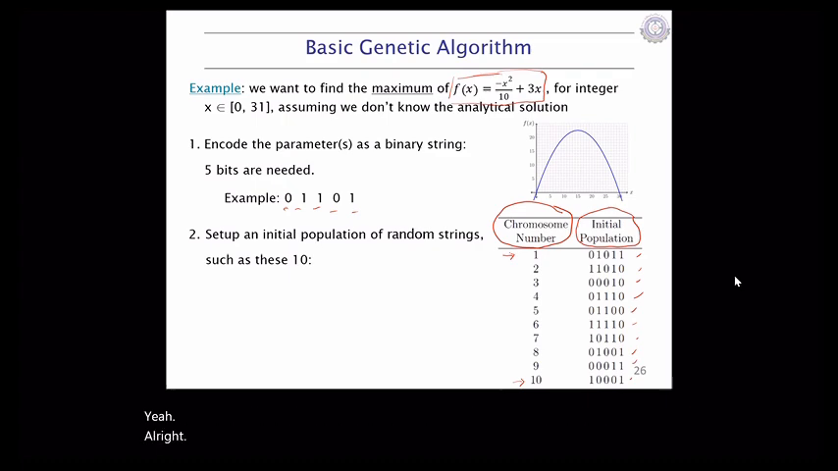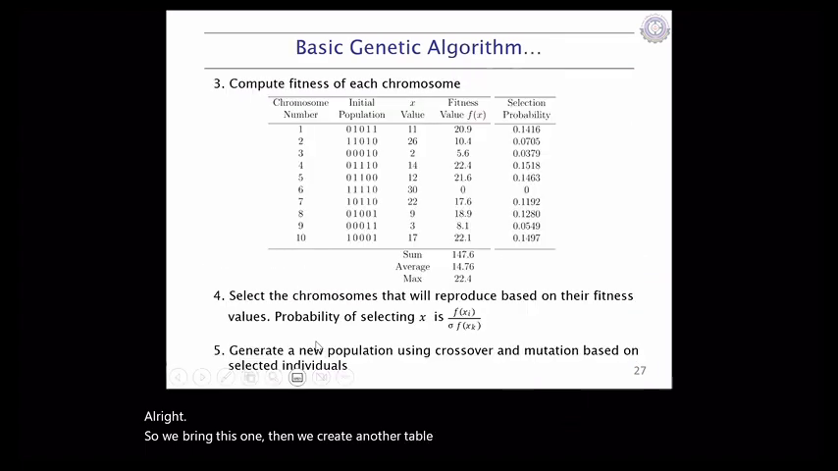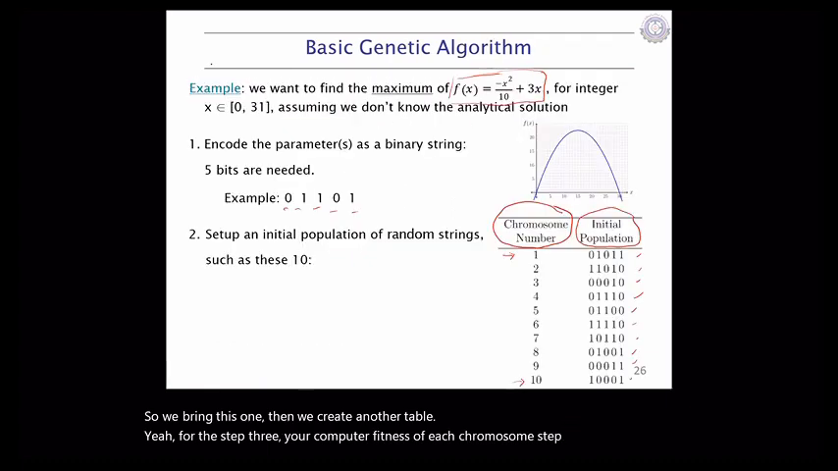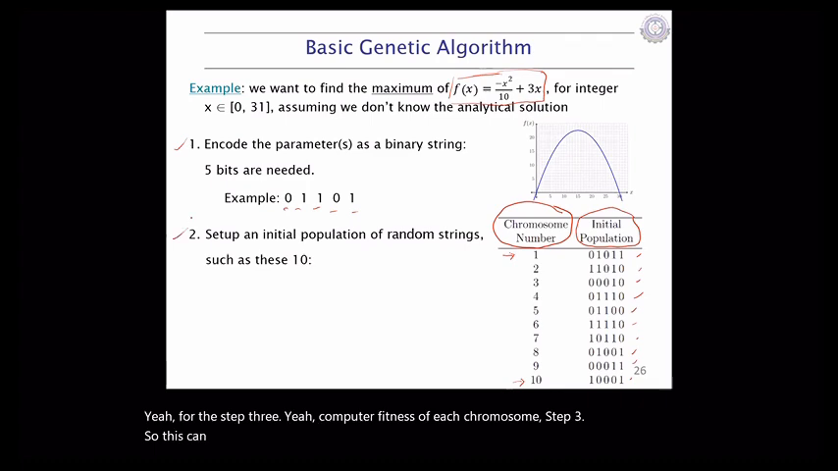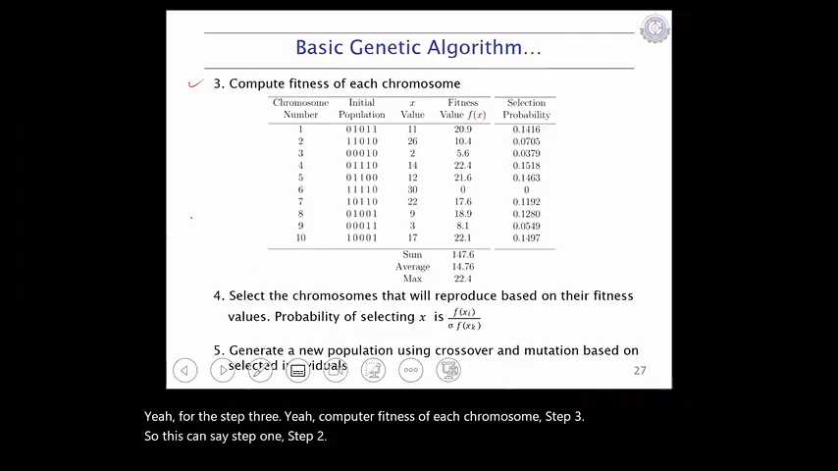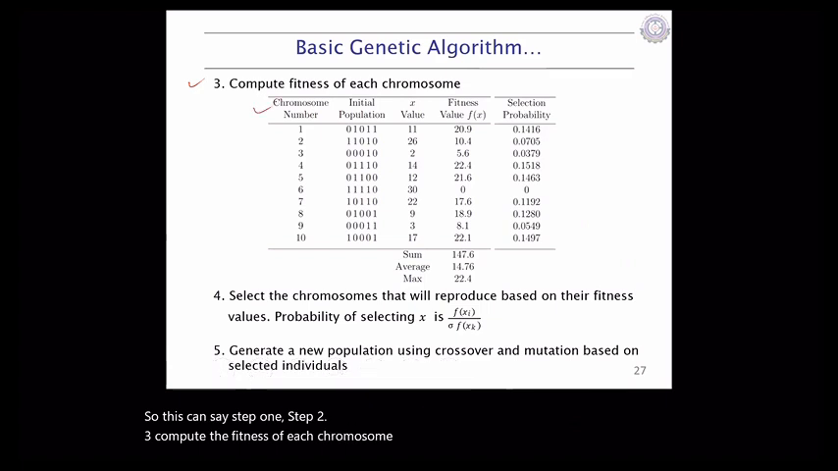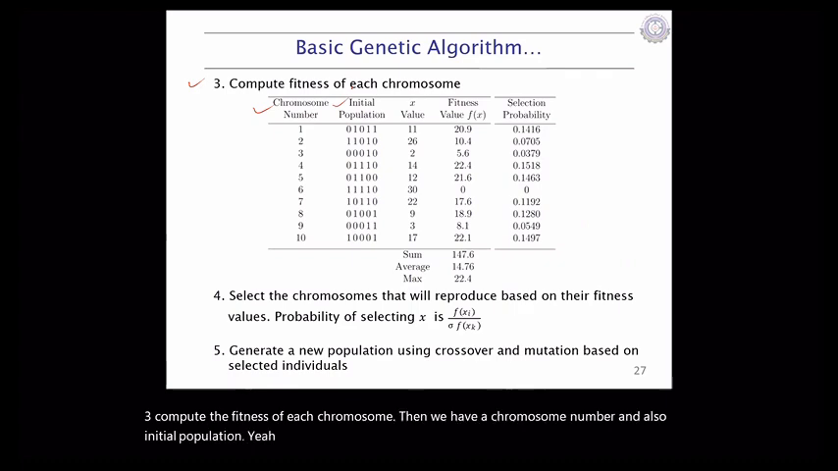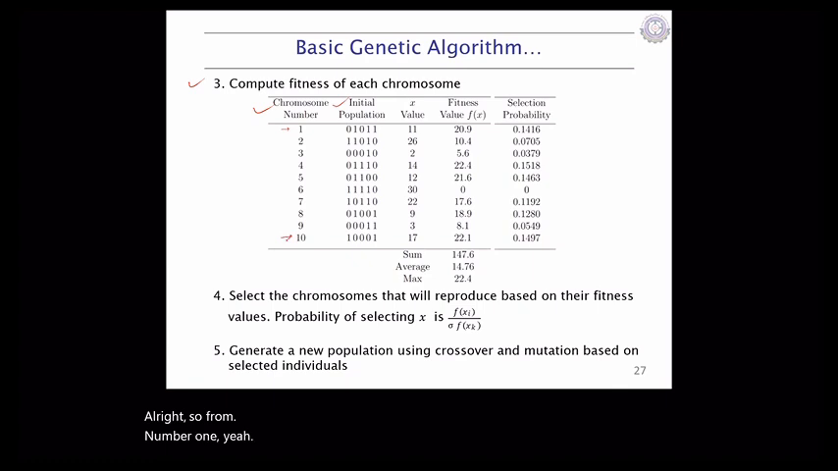So we create another table here for step 3, compute the fitness of each chromosome. You can say step 1, step 2, step 3. We have the chromosome number and also the initial population, which are already given from the previous step, from number 1 until number 10.